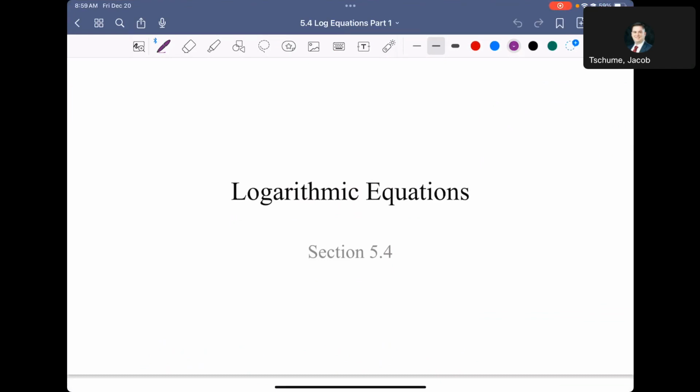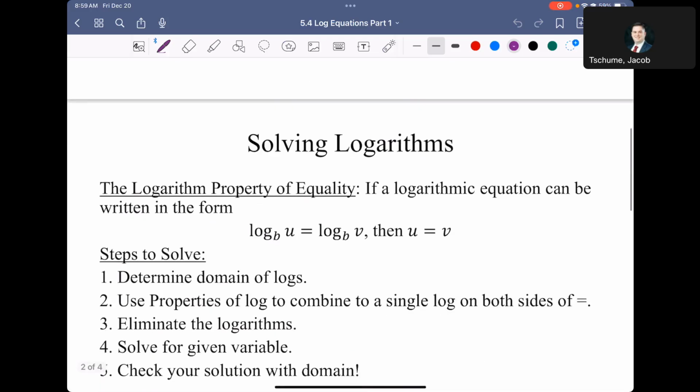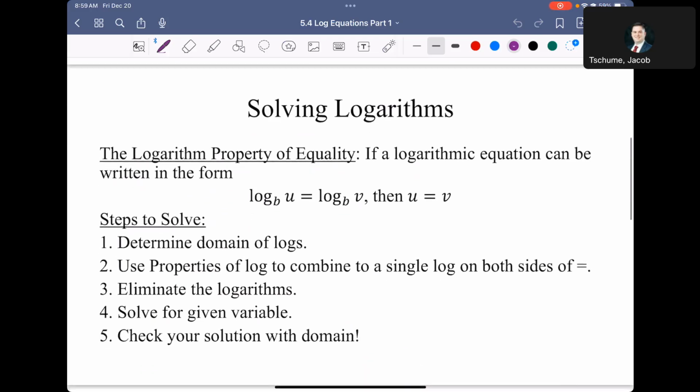And then in the next video, I'll wrap up this idea by showing you some that may be a little bit more difficult for some students. And so we'll talk about those at that time. So in this video, when it comes to solving a logarithmic equation, one of the things we're going to look at first is what's called the logarithm property of equality.